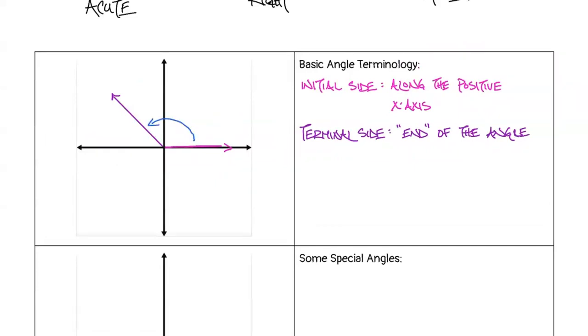In this direction. So the arrowhead there is actually really important. When we are going counterclockwise, all right? So counterclockwise, anytime we count in that direction, it's going to be a positive angle, all right?